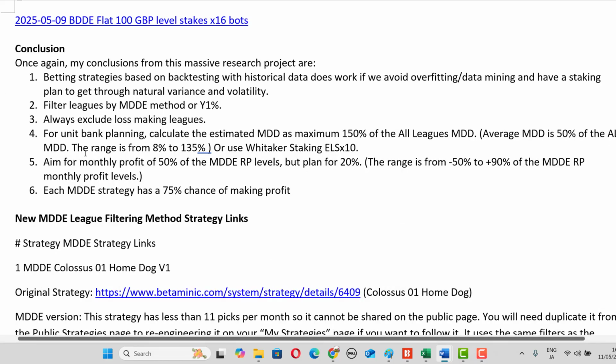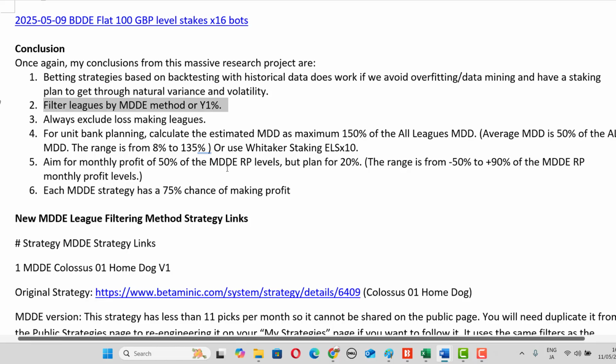So here's my final conclusion again. Betting strategies based on backtesting with historical data does work if we avoid overfitting and data mining, which is an error I've still been doing, but hopefully this research is going to help me move another step forward on that. And have a staking plan to get through the natural variance and volatility of winning strategies. Even if those strategies are going to win, it doesn't help if we've lost our bank halfway through the year or even in the first month.